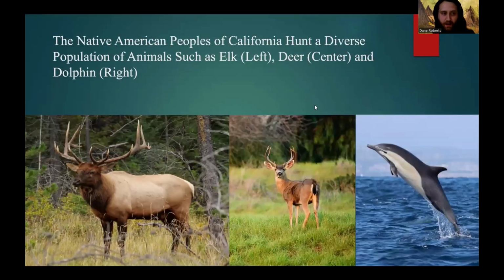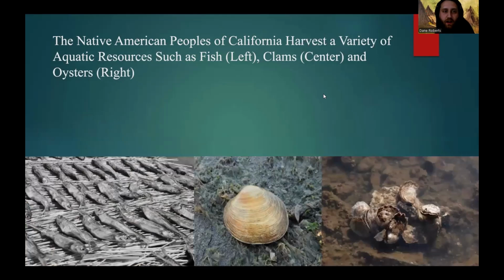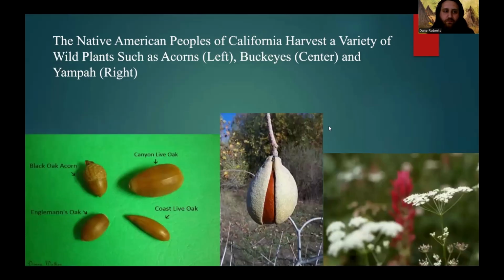And again, due to their diverse environments, the Native American peoples of California hunted a diverse population of animals such as elk, deer, and dolphins, as well as whales, and harvested a variety of aquatic resources such as fish, clams, and oysters. They harvested a variety of wild plants such as acorns, buckeyes, and yampa.